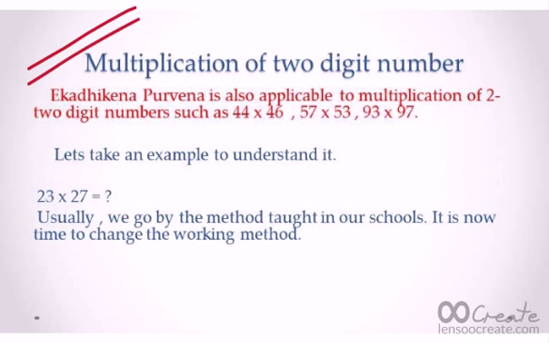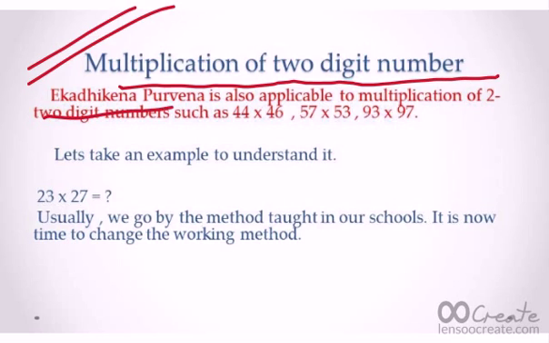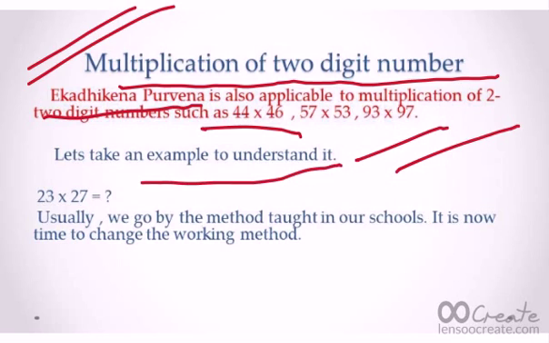One more application of this sutra, Ekadhikena Purvena: multiplication of 2-digit numbers such as 44 into 46, 57 into 53, 97 into 93, 96 into 94. You can go on and solve as many problems as you can, but there are 2 conditions to be met, which I will discuss now. Let's take an example to understand this.